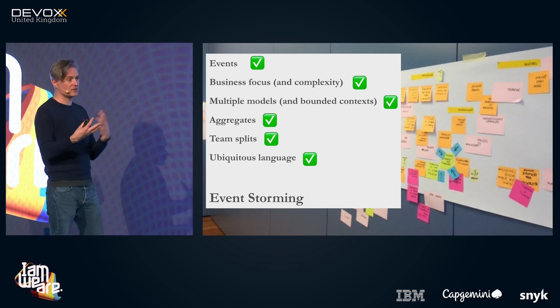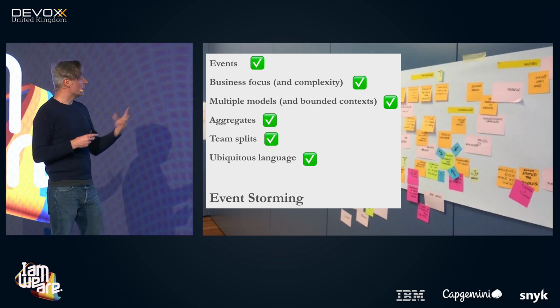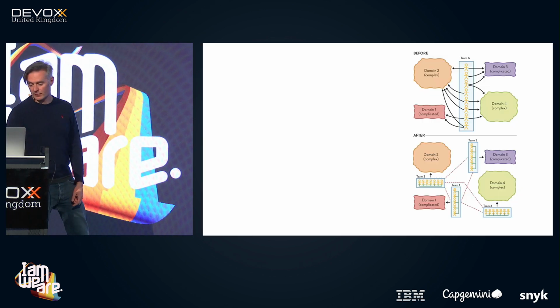What are you doing? Oh, we're storing some customer record. Okay, cool, that's a bit more like it. All that kind of stuff. That's all event storming. And it's all very much back to DDD.